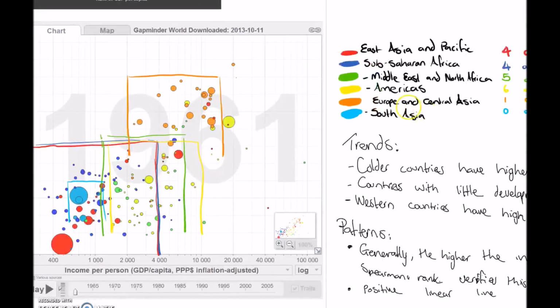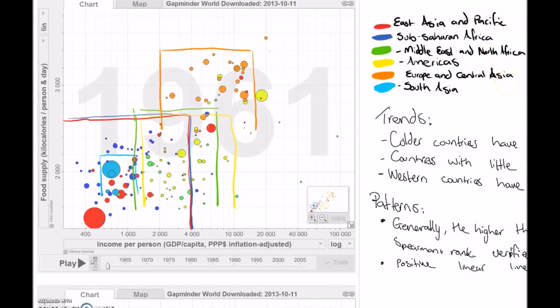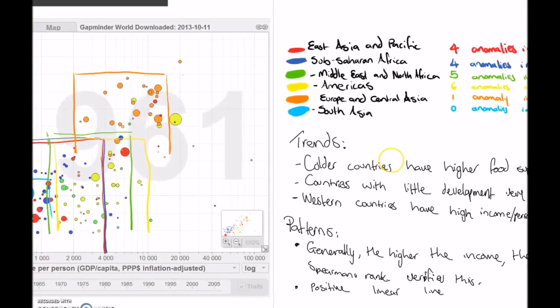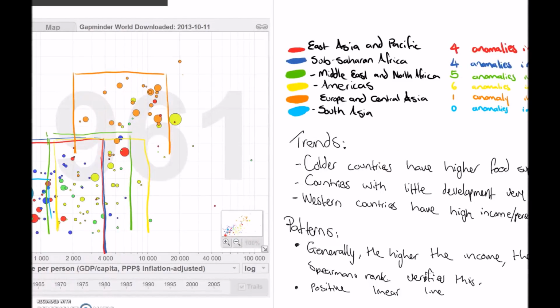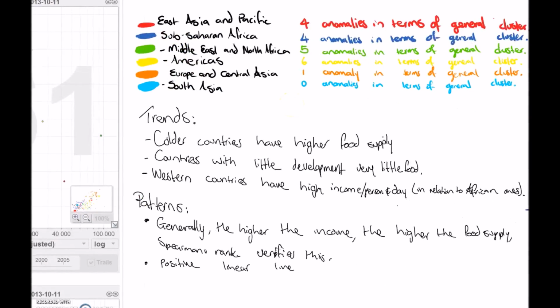Now the trends are that the colder countries have higher food supply. Countries with little development have very little food, and you can see that with the red and blue boxes. South Africa is kind of out from Sub-Saharan Africa. An example of how it is out there is because it has higher development and it developed faster than the others.